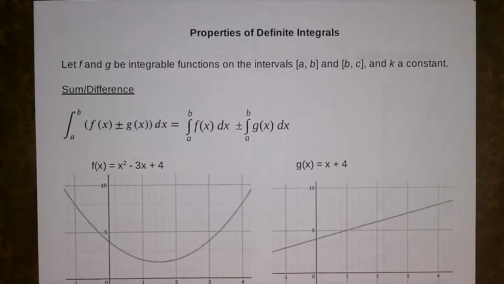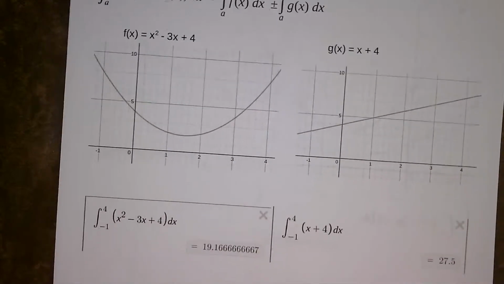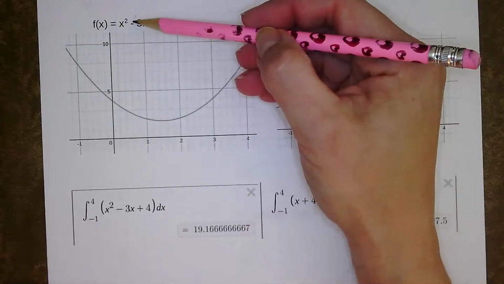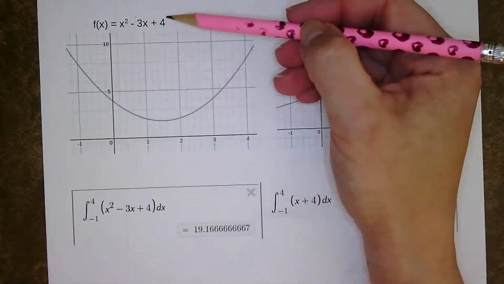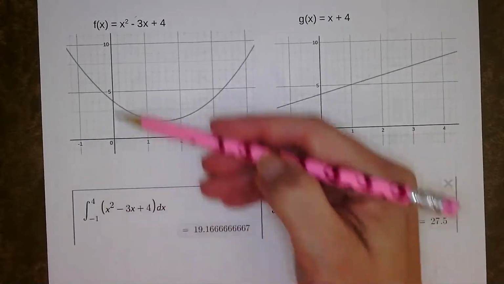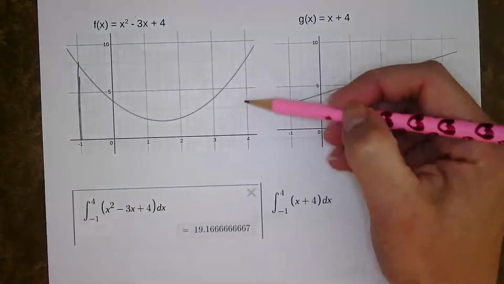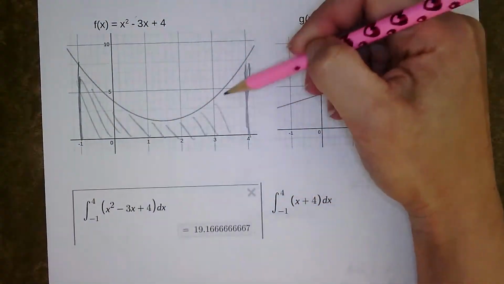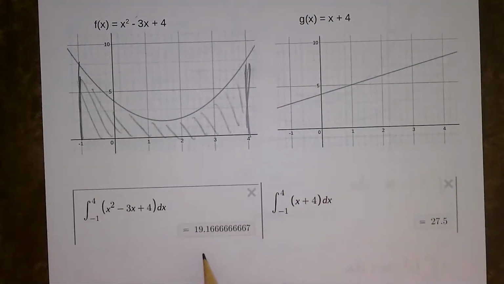So I have two graphs here as an example with their integrals calculated underneath. The first one is saying if we have f of x is x squared minus 3x plus 4, and I find the integral from -1 to 4, that's this area here. And that calculates out to be 19.16 repeating.